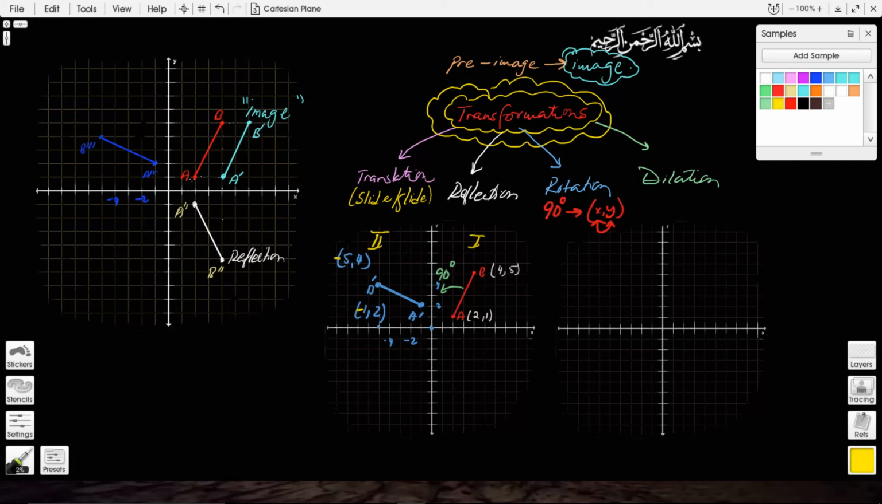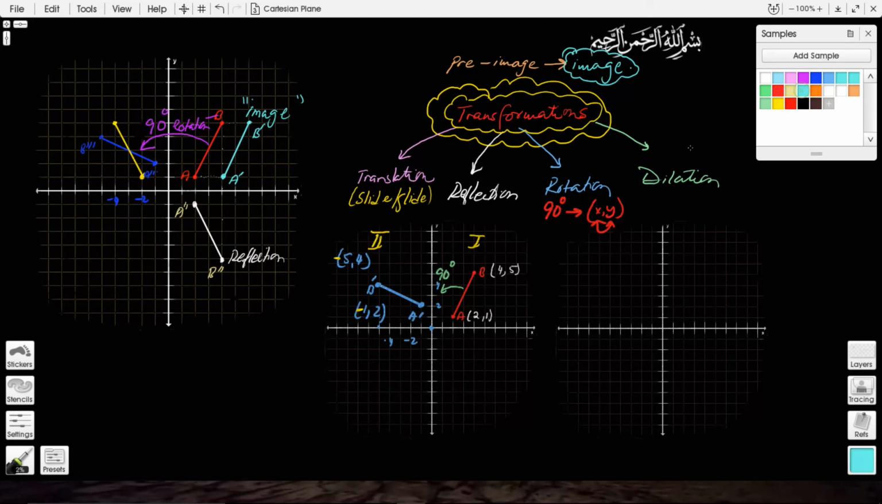Now look how this is different if I were to simply do a reflection over the y-axis. If I were to reflect this, it would look like this. 1, 2, 3, 4, 1, 2, 3, 4, like this. So this yellow image here is the reflection, whereas the blue image is a 90 degree rotation. Okay, now that's the rotation.